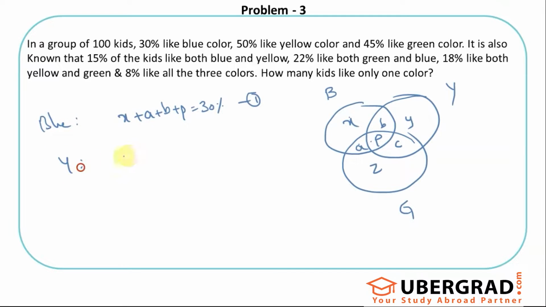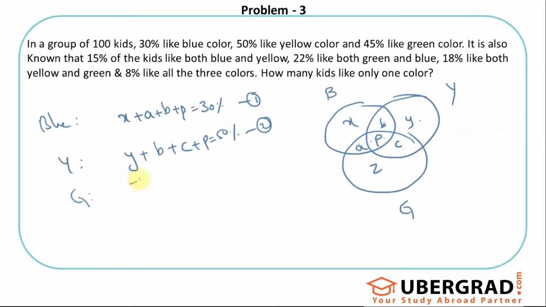People who like yellow color would turn out to be Y plus B plus C plus P. Same, right? Only yellow is Y. Yellow and blue is B. Yellow and green is C. All three colors is P. That is 50%. People who like green color is 45%.